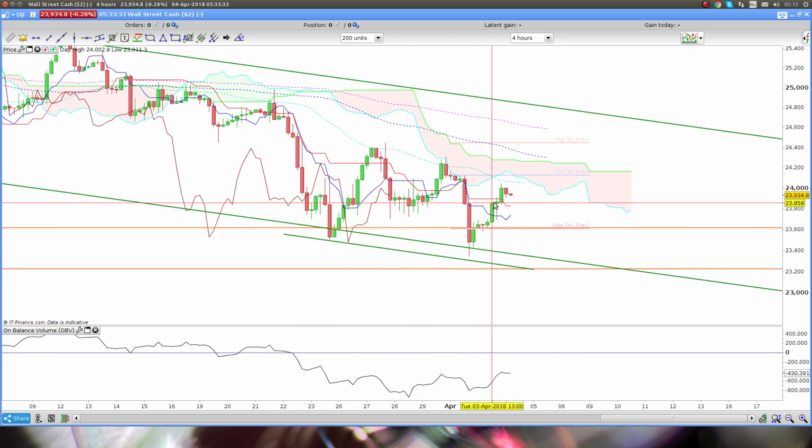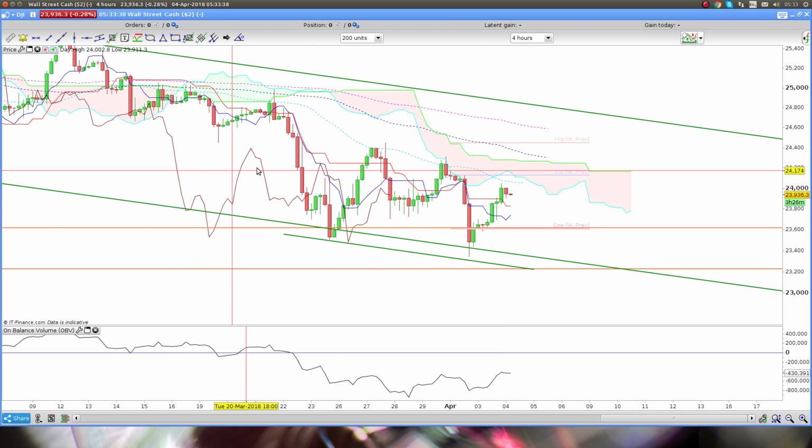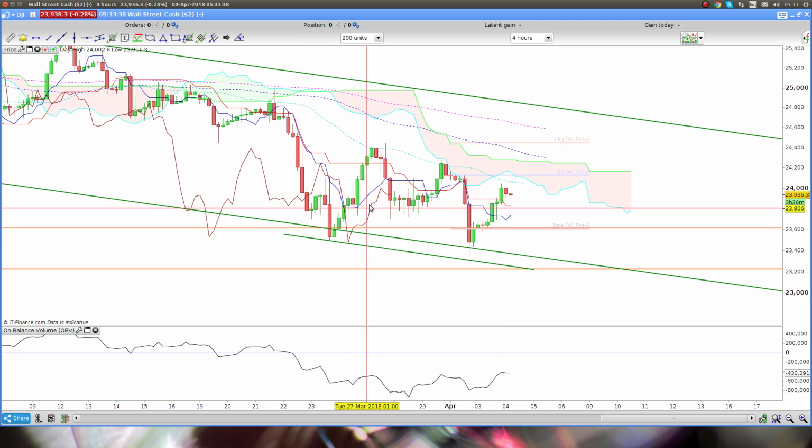Okay, so on the 4 hour we are above Tenkan, which is a pretty good sign. Senkou span is now inside price. So this brown line here is inside price, and when it's inside price like this it's typically going to range. So from this perspective, we're looking at more ranging.